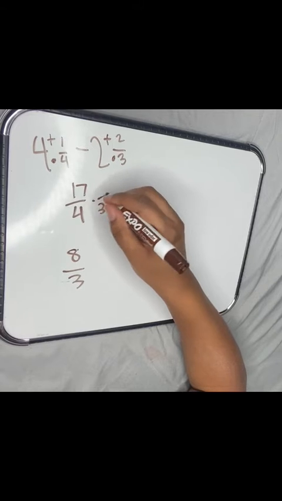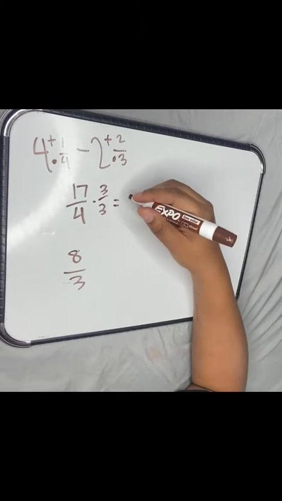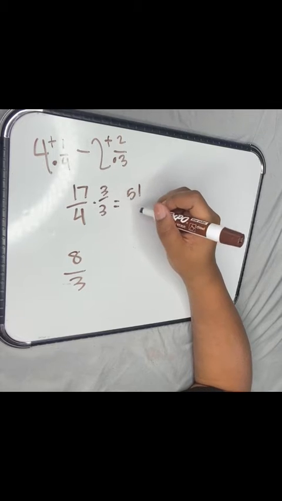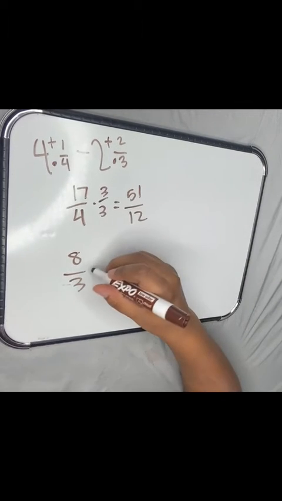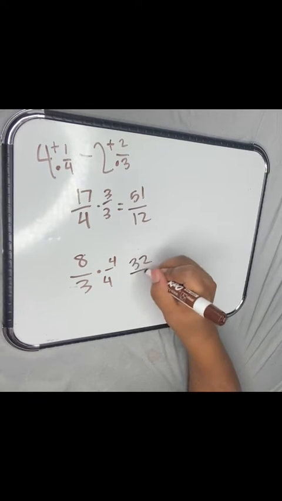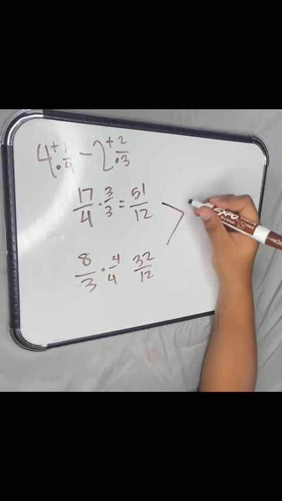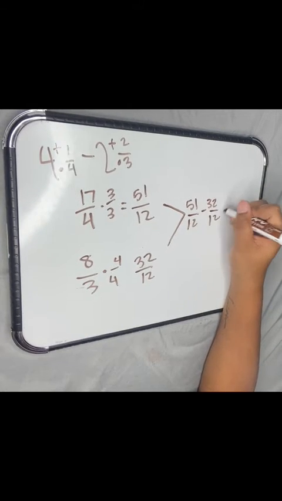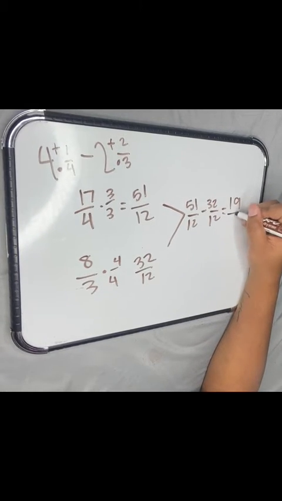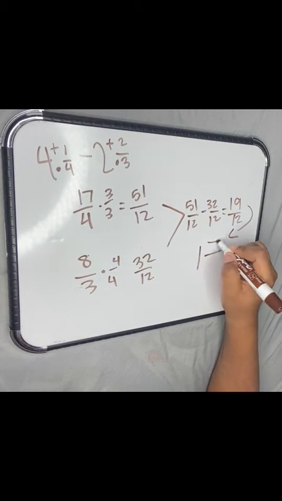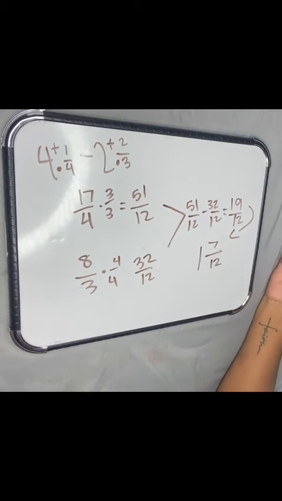So multiplying this by 3 over 3, I'll get 51 over 12. And then multiplying this by 4 over 4, I will get 32 over 12. When I subtract the 2, I will get 19 over 12. And putting that into a mixed number, I will get 1 7/12.